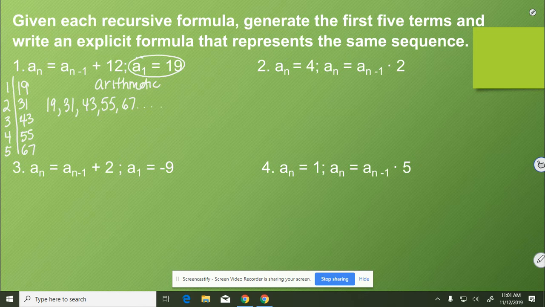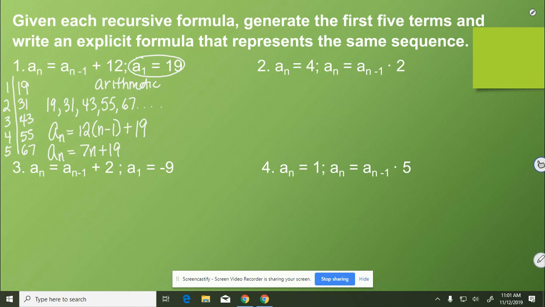Now we have to write an explicit formula. So remember, that takes the common difference, multiplies it by n minus 1, and adds the first term. So our A of n would be 12 times n minus 1, because the first term is the term we're starting with, plus 19. Now, if I went backwards from 19, my 0th term would be 7. So an equivalent equation would be A of n equals 12n plus 7. And if you pulled them up on your calculator, you would see that they generate exactly the same sequence.